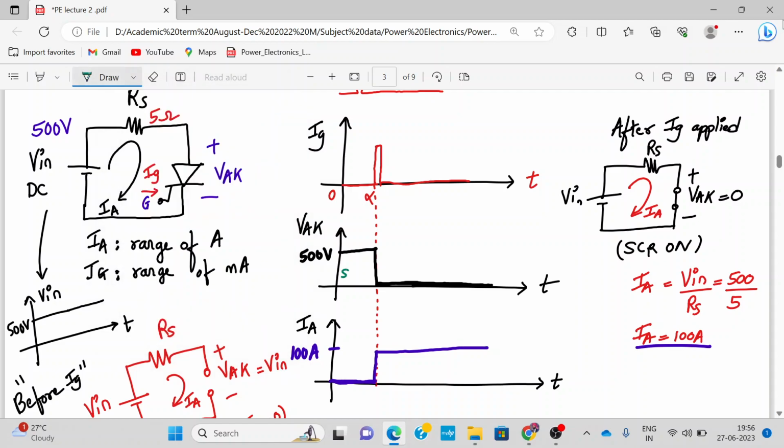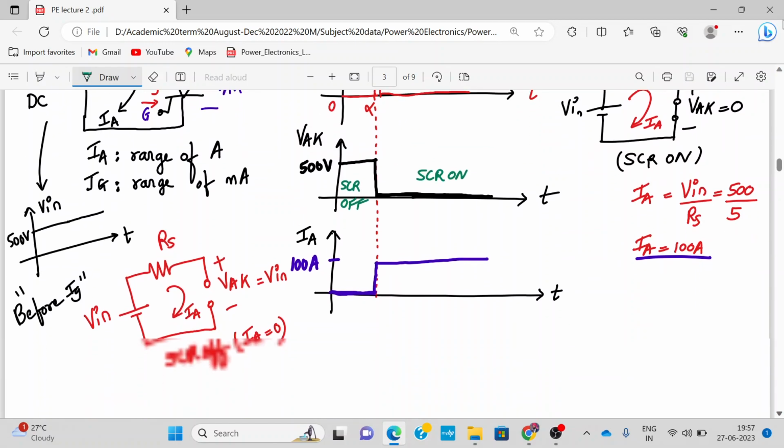Here the SCR is off, and here the SCR is on. Alright, so this is the behavior of SCR in case we apply a pure DC signal. Alright, now let us see another scenario. I hope this is clear. Let us see just one more scenario over here.